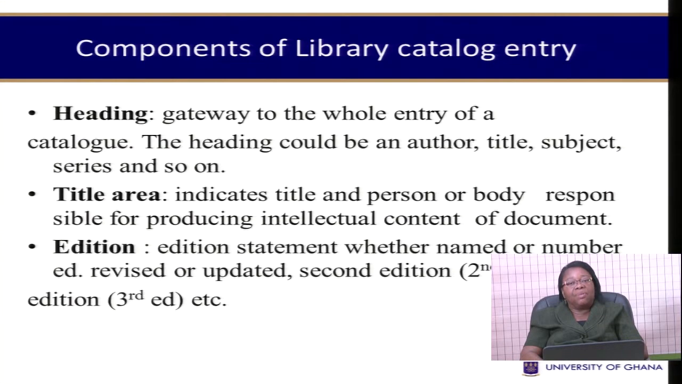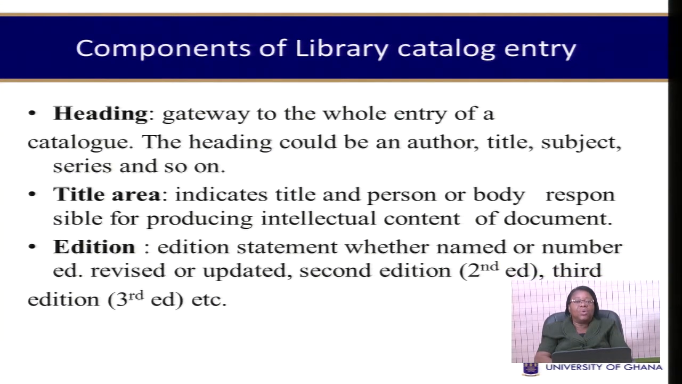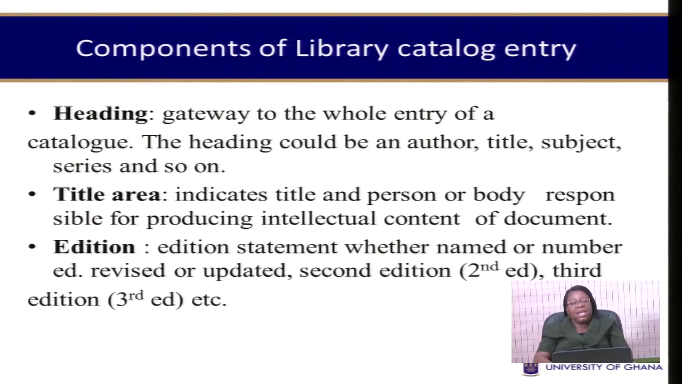Now, there are certain components of a library catalog which are very important. These are terminologies, and so you need to know these terminologies. One terminology is a heading. What is a heading? The heading is the gateway to the whole entry of a catalog. The heading can be the author, can be the title, it can be the subject, it can be the series. That is the heading. Now you have another component known as a title area. The title area indicates the title or the statement of responsibility of the person who produced that intellectual content. Then you have the edition statement, whether it's the second edition or the third edition or the fourth edition. Usually when it is the first edition, it's not written. So you would have second and third and fourth and subsequent editions being listed.